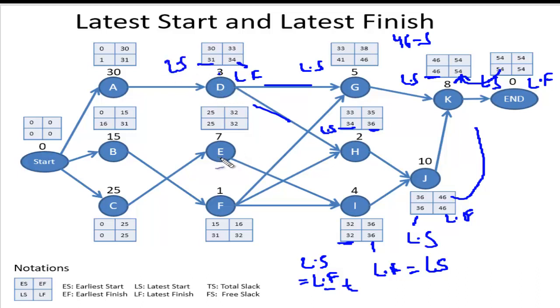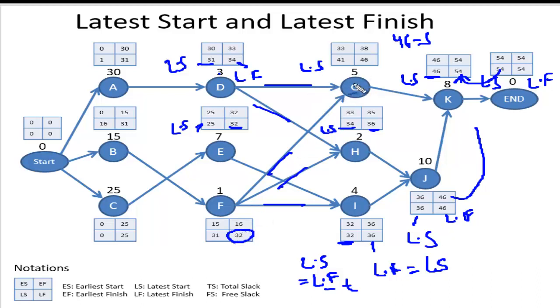Now for E, there is a single choice only, right? So whatever the start time of that is, that is going to be its finish time. That minus 7 will be its latest start time, 25. Now if we talk about F, it has three choices, this one, and this one. For this I want to see the latest finish time of it.